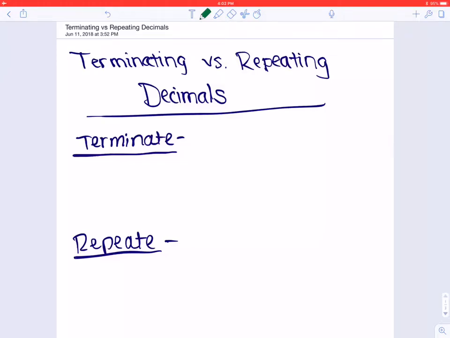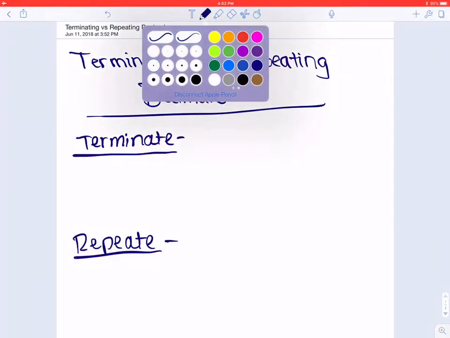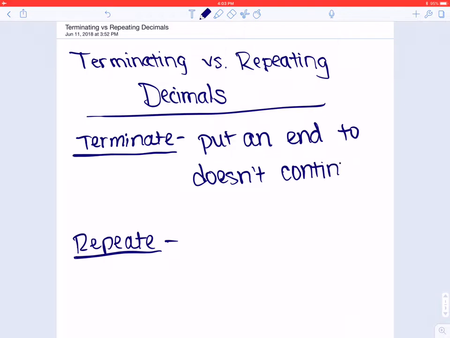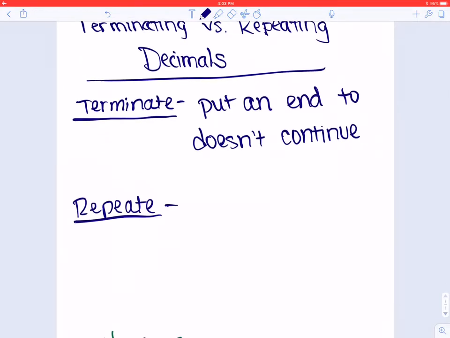Okay, fine. Without Siri, we'll come up with our own definition. To terminate means to put an end to. It means that it doesn't continue. Think of a terminator puts an end to roaches and insects near your home or a school, right? To terminate, you end. You can terminate a position by taking away someone's role or position. But to repeat means to go on forever, or to go on, to continue.